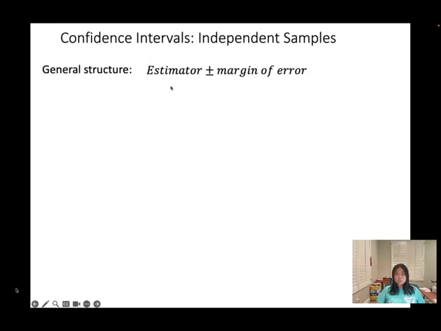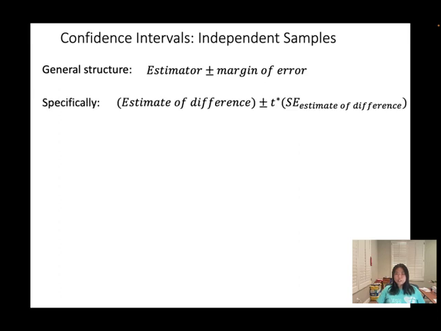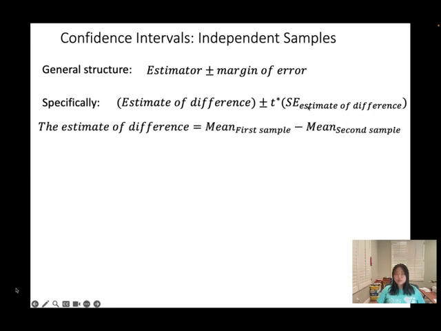So the general structure is the estimate plus or minus the margin of error. For these sessions, we are working with independent samples. We do have two populations, so we want to estimate the difference: the mean of the difference, population 1 minus population 2, plus or minus t star. T star means we'll be using the t distribution, times the standard error. Okay, the estimate of the difference.